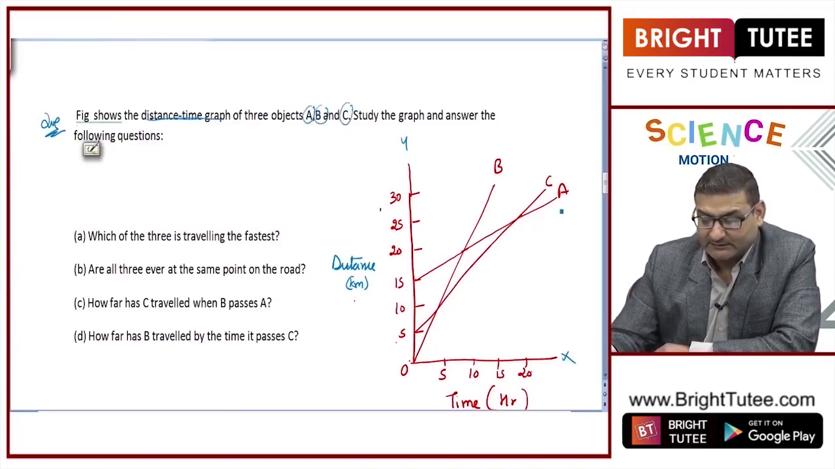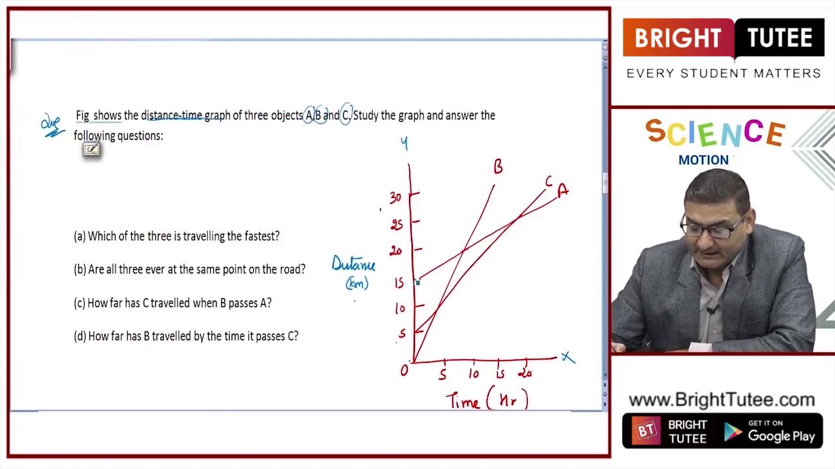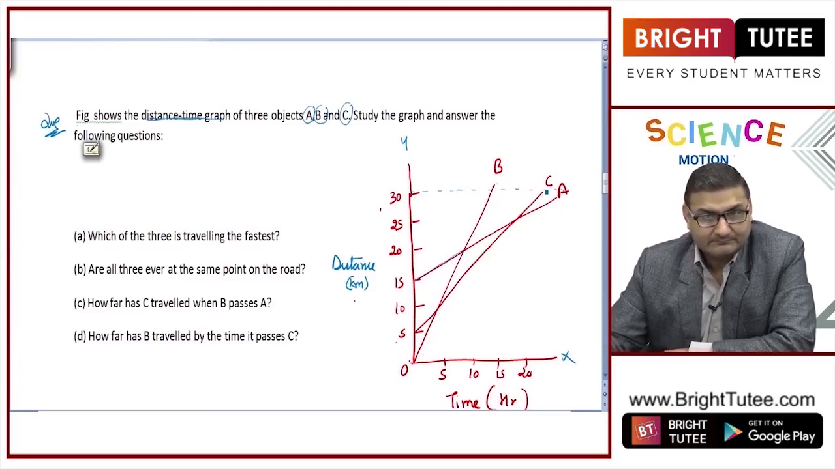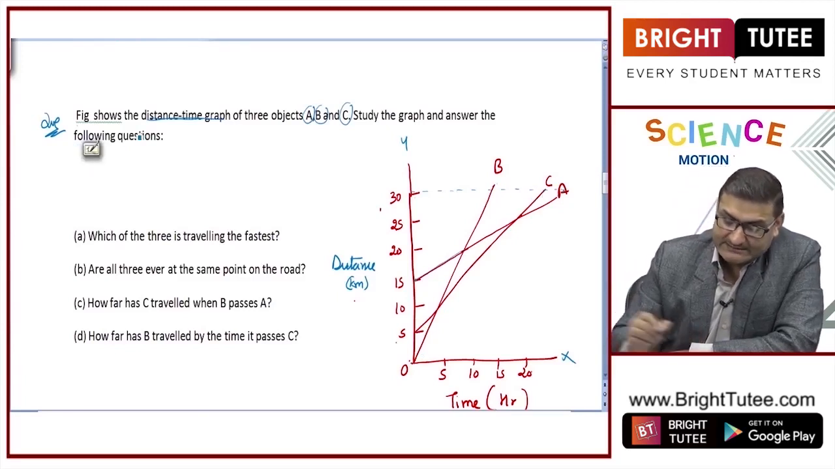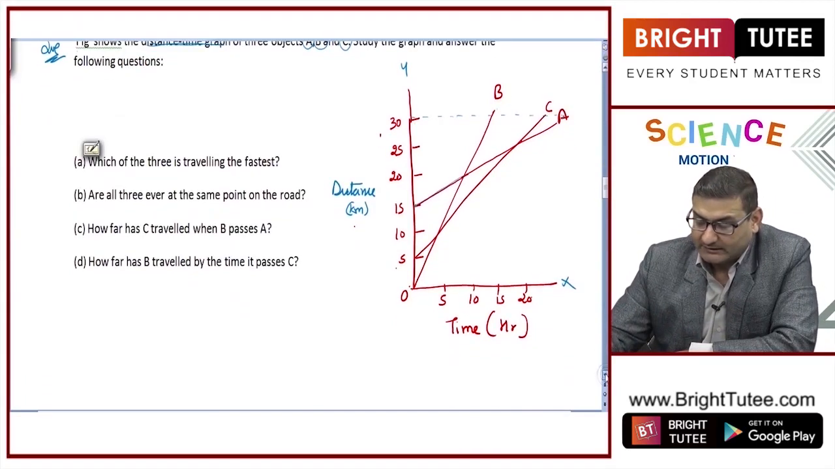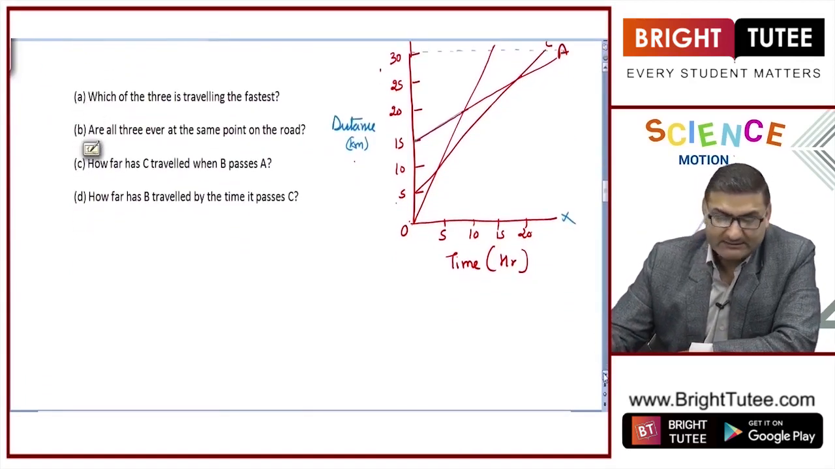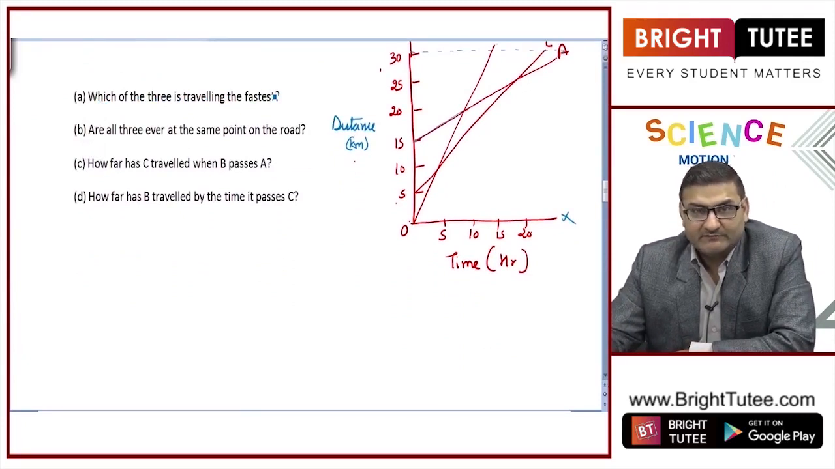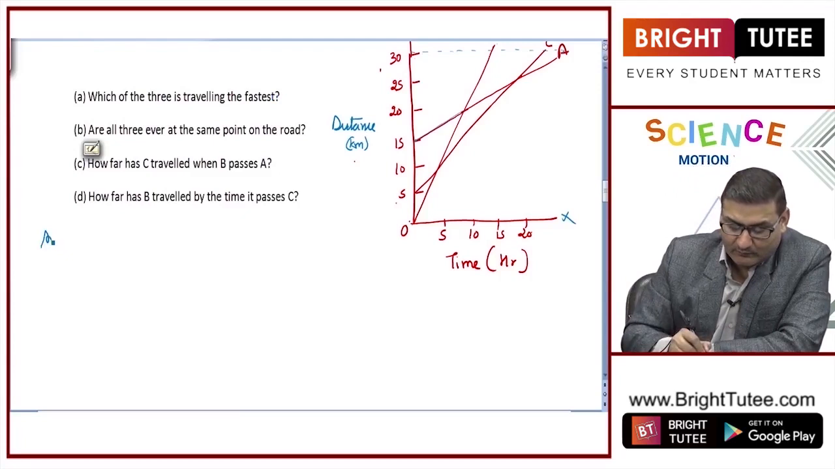Now, from this graph, we can relate that A goes from 15 to this particular point. If we draw a perpendicular, it will be 30. For B, it starts from 0 to 30 and C is 5 to 30. Now, what the examiner is asking in this question is, which of the three is travelling the fastest? Let us see one by one.